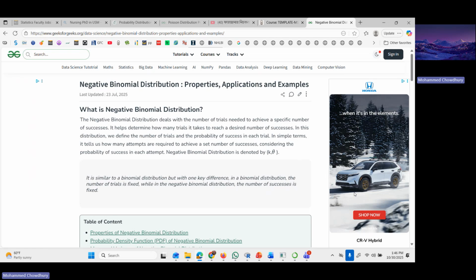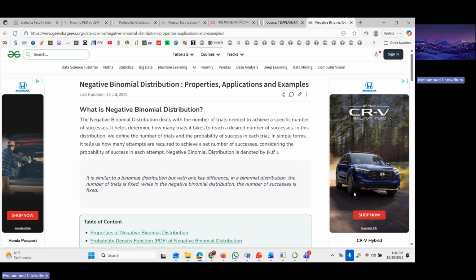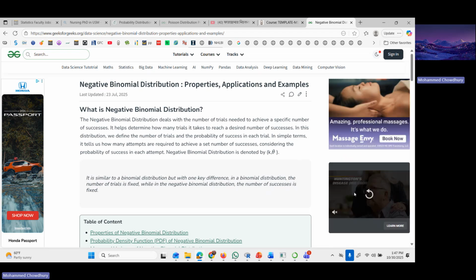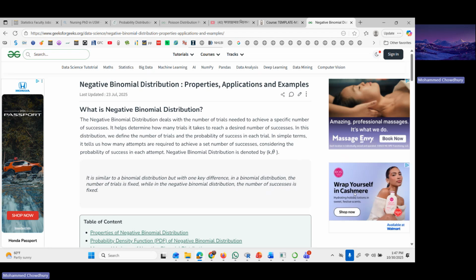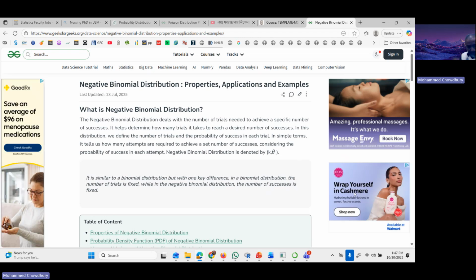On the other hand, for the negative binomial distribution, you do not know how long you will go to achieve your specific number of successes. The way data is generated for the negative binomial distribution is different from the way data comes from the binomial distribution. Okay, so let us solve a problem.